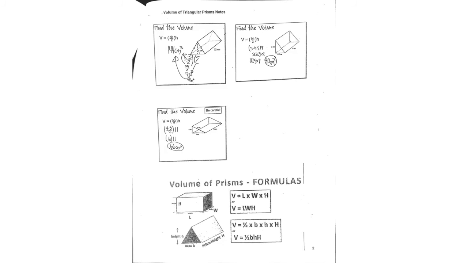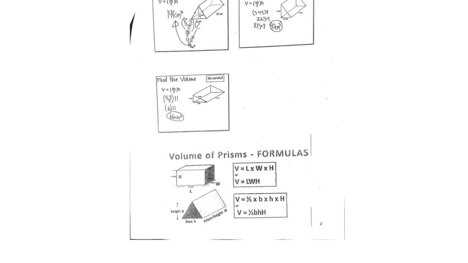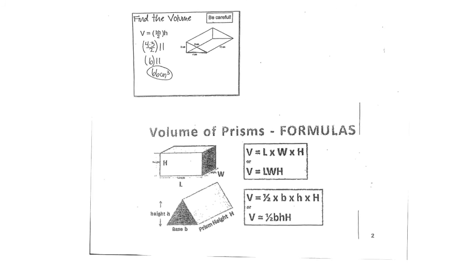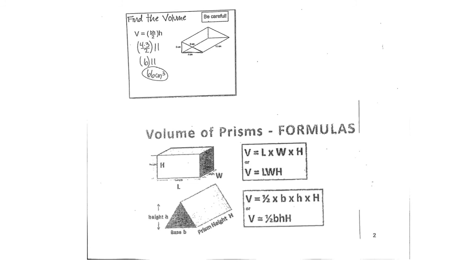And here's the third page. And they just have really good examples also where they're finding the triangle first and then multiplying by the height. The last thing that I want you to see down here is they have both of the prisms that we've learned. So we have a rectangular prism and we have a triangular prism. So they kind of show you over here length times width times height.